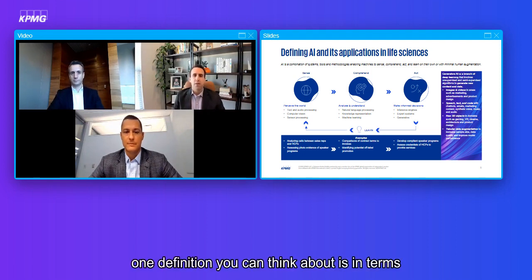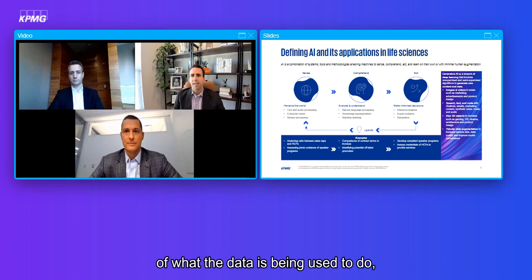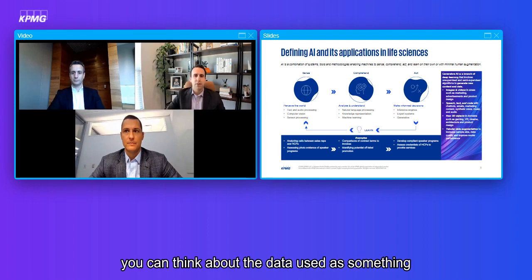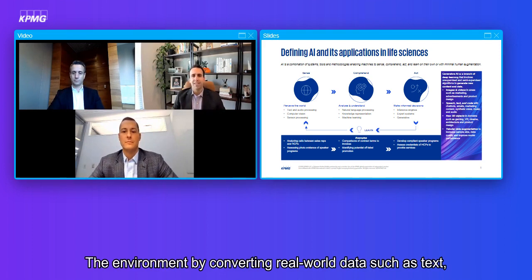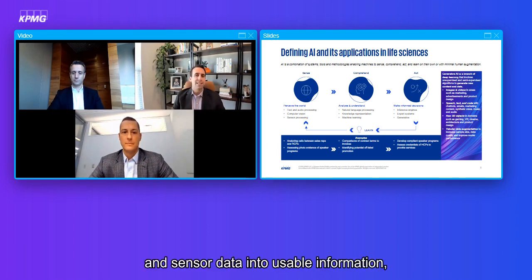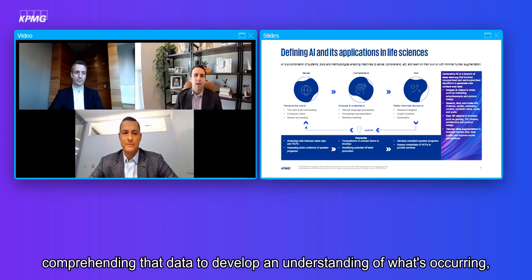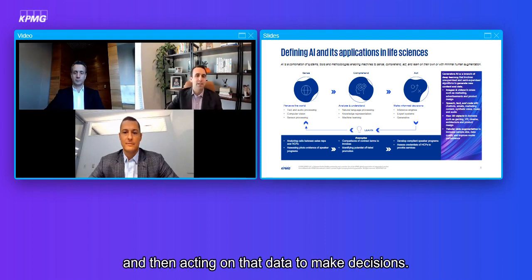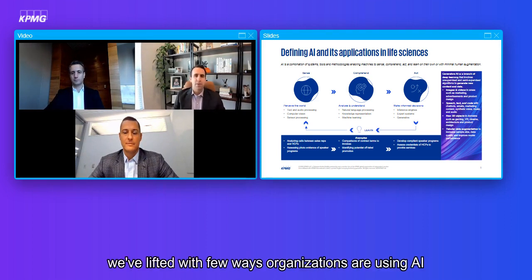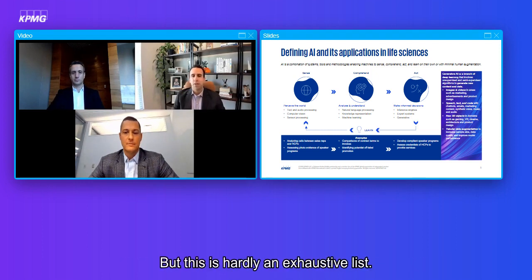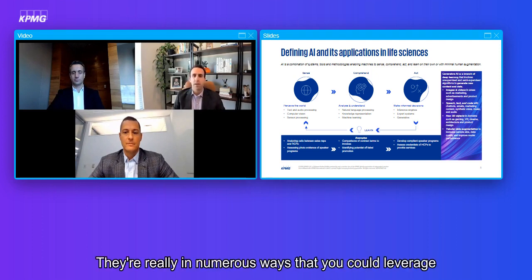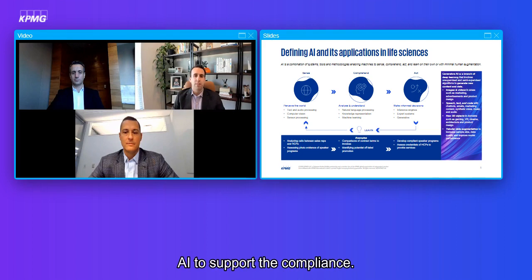So when you think about AI, one definition you can think about is in terms of what the data is being used to do, less so than the sophistication of the approach. So specifically, you can think about the data use as something that can sense the environment by converting real-world data such as text, audio, video, photos, and sensor data into usable information, comprehending that data to develop an understanding of what's occurring, and then acting on that data to make decisions. So on the bottom here, we've listed a few ways organizations are using AI to support their compliance function within life sciences, but this is hardly an exhaustive list. There are really numerous ways that you could leverage AI to support the compliance function.